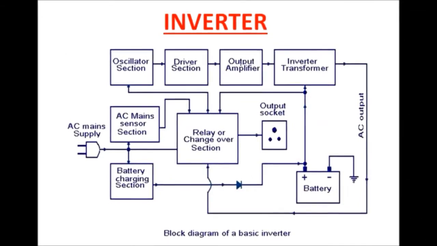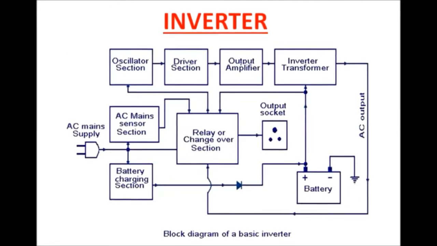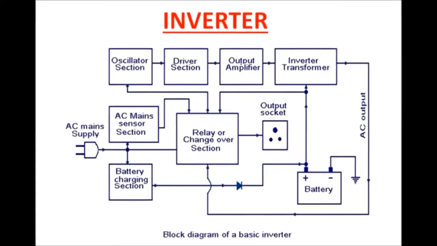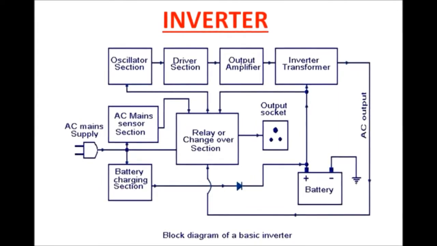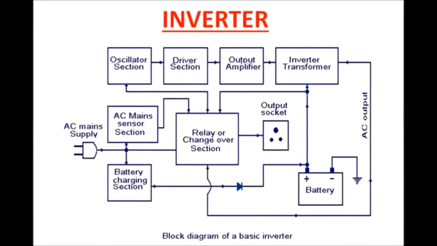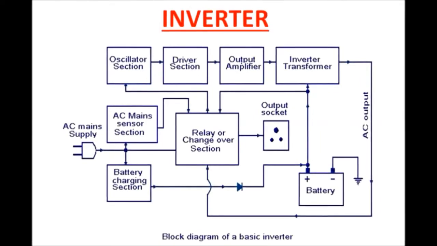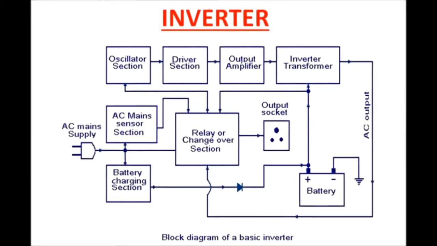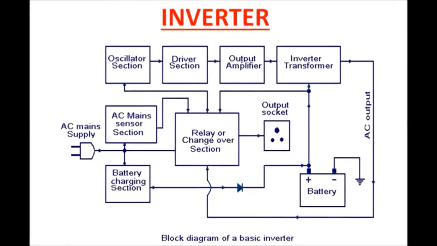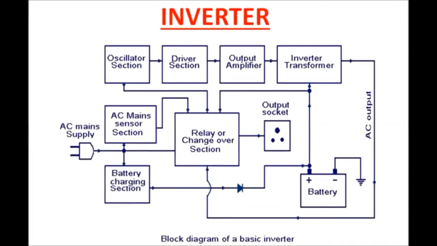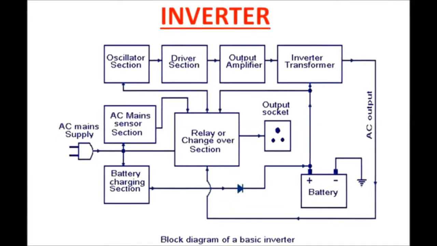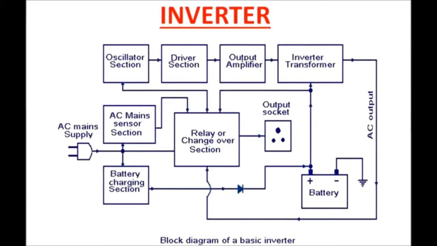This is the inverter block diagram. When AC supply is on, the AC main sensor section senses it and operates the relay, and this relay directly gives the output to the output socket. At the same time, the battery charger section also charges the battery.